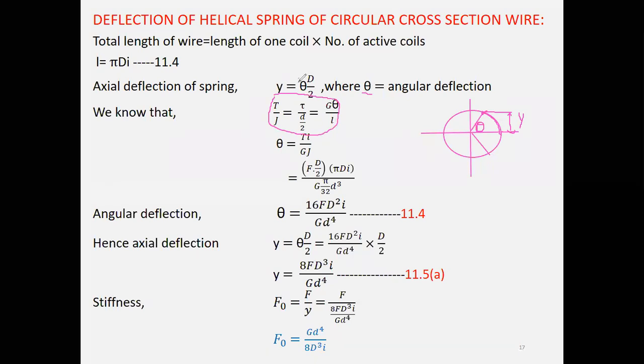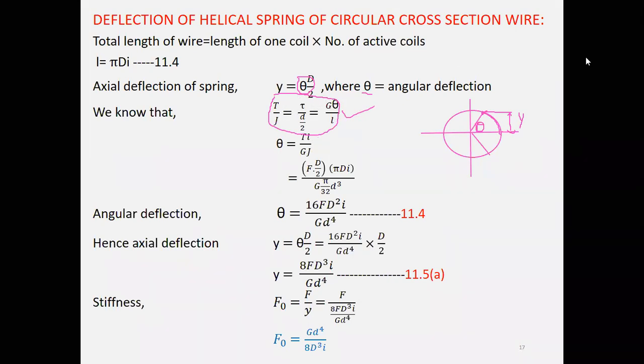You don't know the angular deflection. I need to calculate that angular deflection. For that reason, I am going to take this equation. From this, I can have the value of theta. Therefore, theta is equal to, taking this term to the left side, T into L divided by J into G.